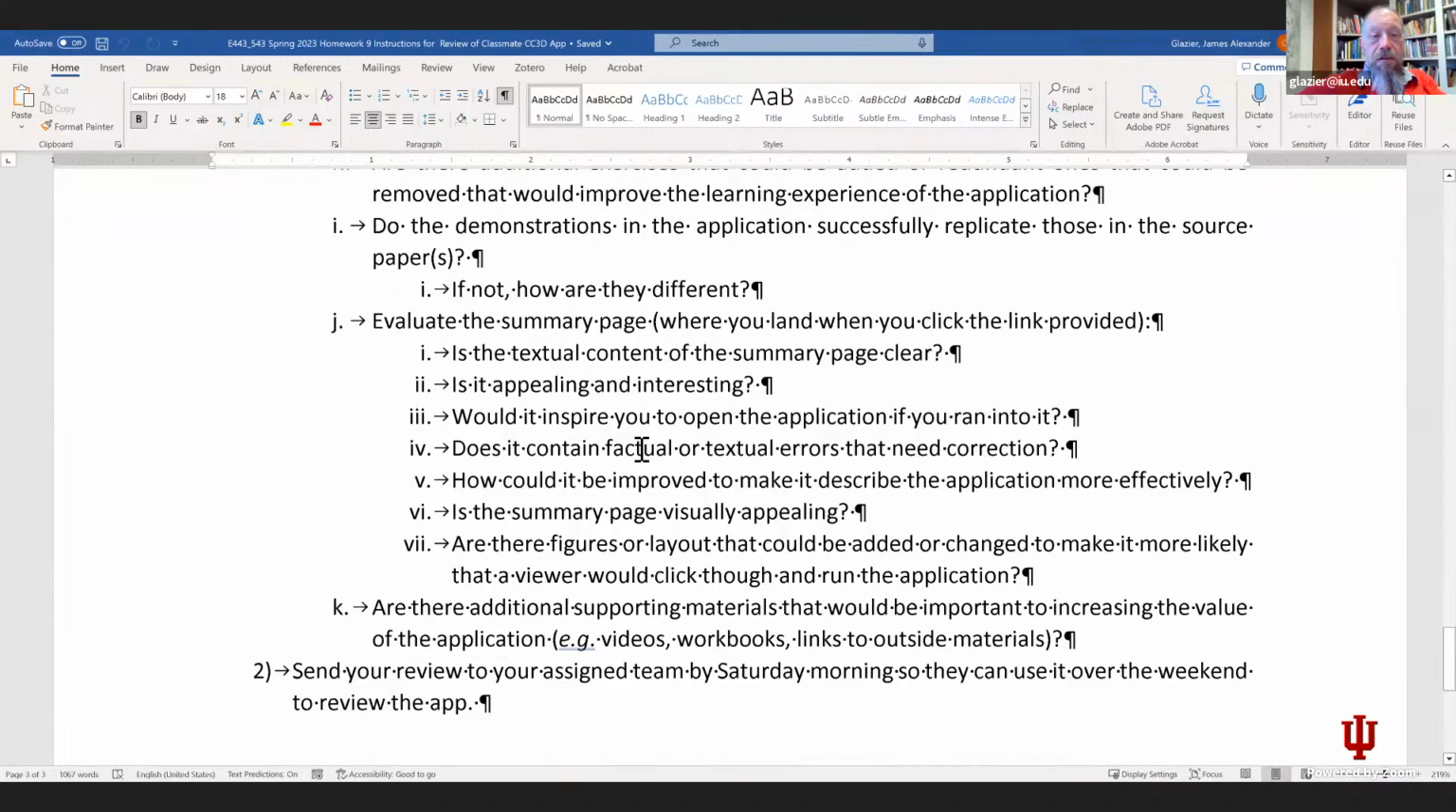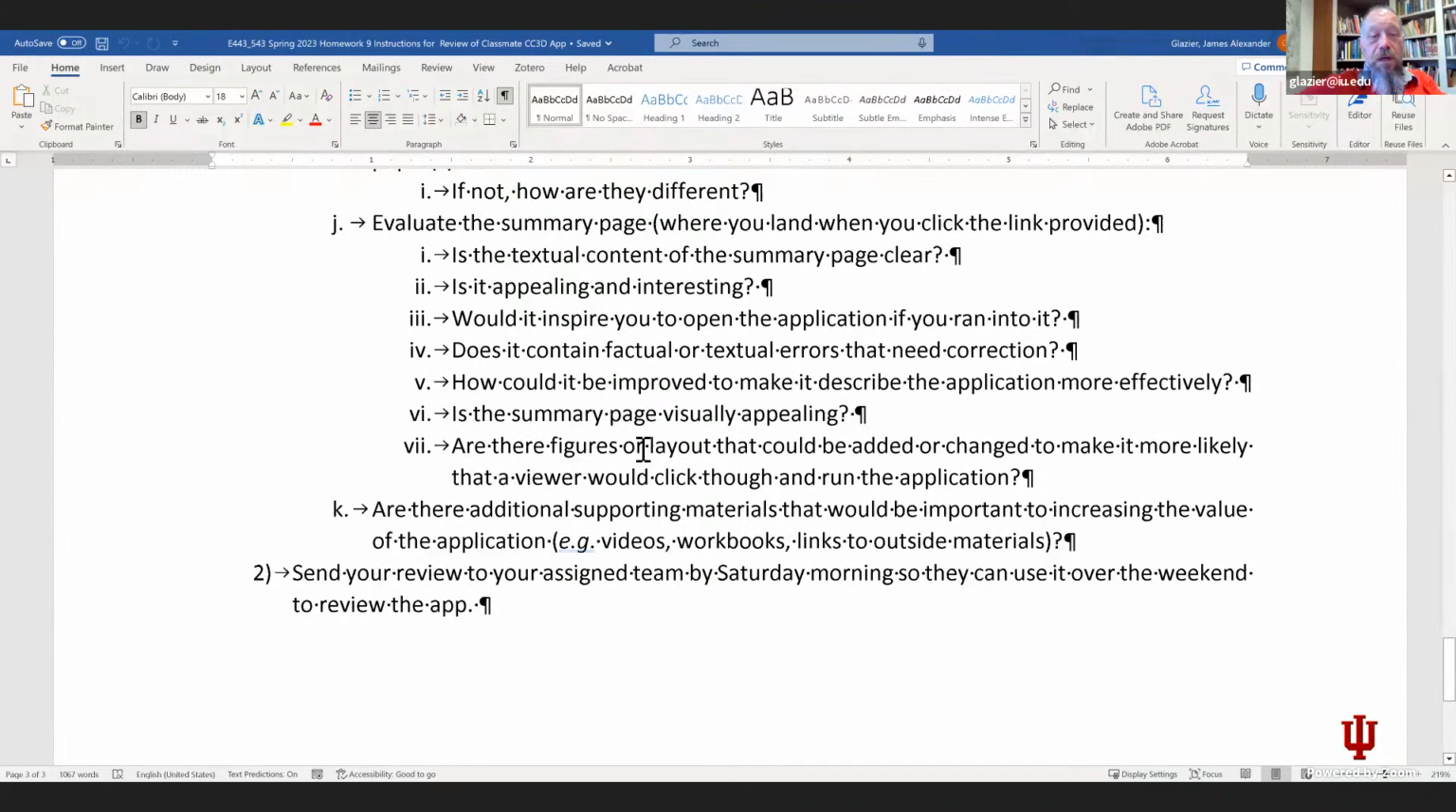And then evaluate again the context of the application. The summary page in NanoHub, is that appealing? Would it inspire you to open that application? Is it correct? Could there be better figures on that home page? Anything that you could do that would be important to increase the usage and uptake of the source material and the applications.